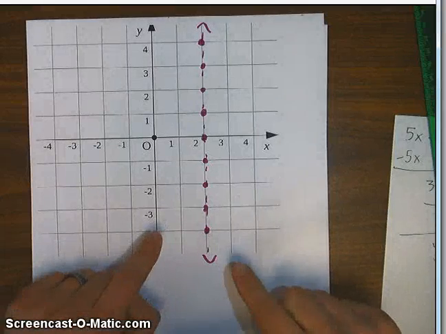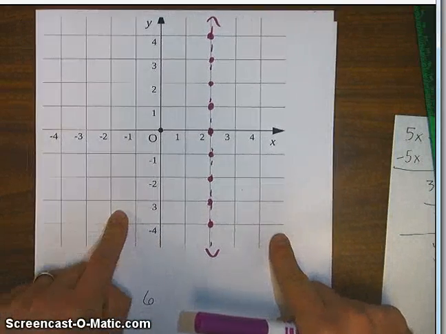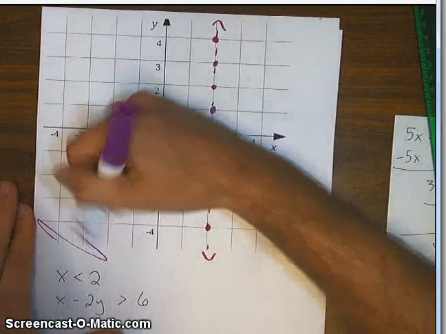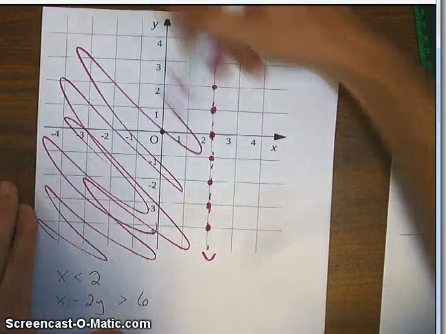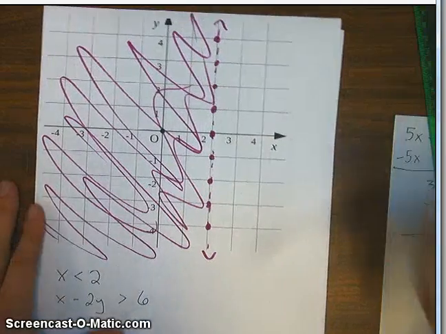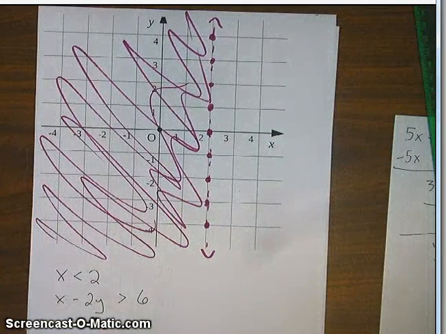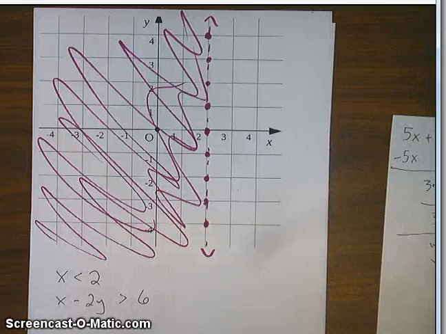Now it says x is less than 2. Where are the x's less than? To the left or to the right? Well, they're less than to the left, so I'm going to shade all this stuff over here. Okay. Now this other equation, x minus 2y is greater than 6.